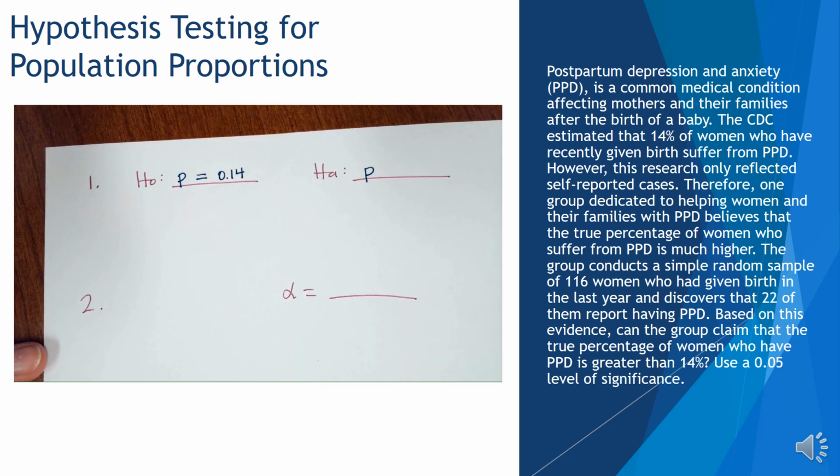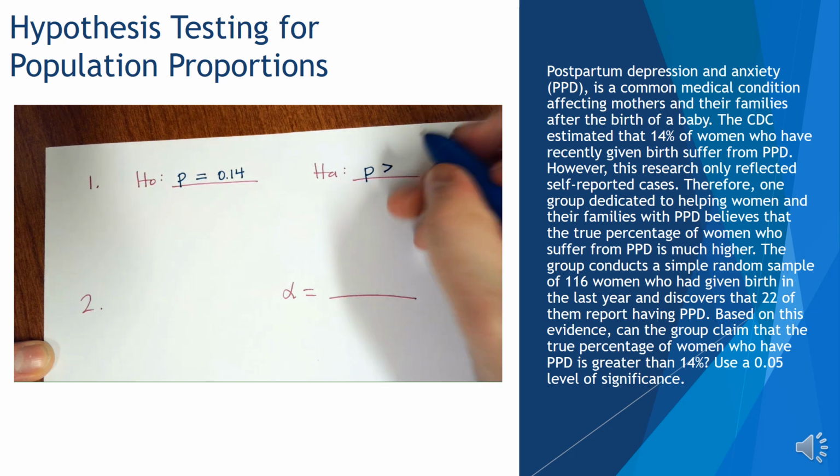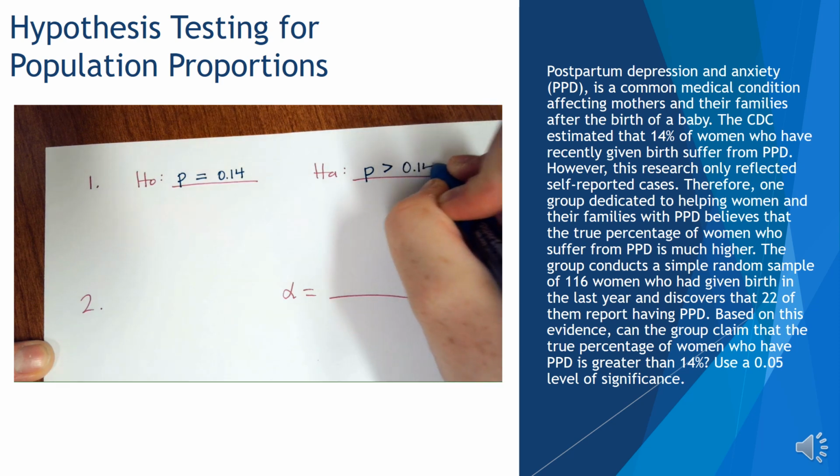It says, however, this research only reflected self-reported cases. Therefore, one group dedicated to helping women and their families with PPD believe that the true percentage of women who suffer from PPD is much higher. So since they think it is higher, our alternative is going to be that p is greater than 0.14 as a decimal.